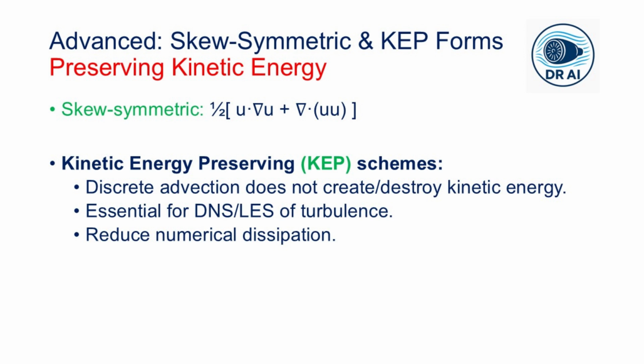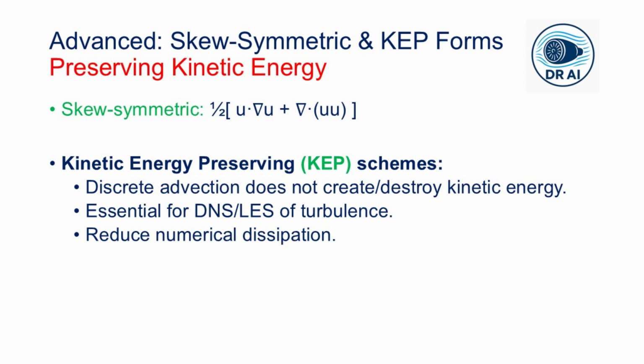So enter the kinetic energy preserving, KEP, schemes. These schemes are specially constructed discretizations using finite difference or finite volume that ensure the discrete advection term does not create or destroy the kinetic energy. They are often based on the skew symmetric form. KEP schemes are widely used mostly in direct numerical simulations, DNS, or large eddy simulations, LES, of turbulence, where you want to minimize the numerical dissipation.